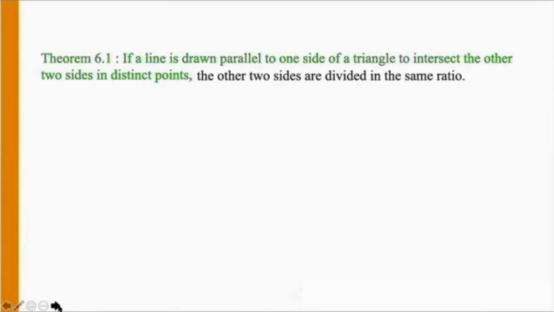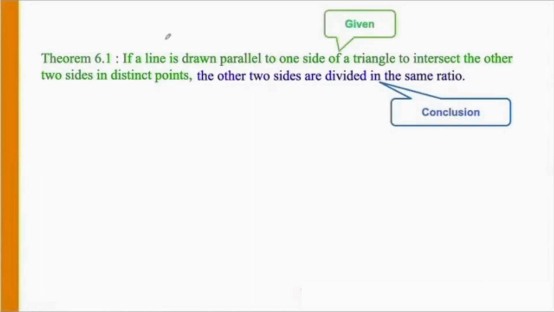Now, in this statement of Theorem 6.1, this green part is the given part. It says that if a line is drawn parallel to one side of a triangle, that means it is given that the line drawn is parallel to one of the sides of the triangle and it intersects the other two sides in two distinct points. This is given. And this is what we concluded, that the other two sides are divided in the same ratio.